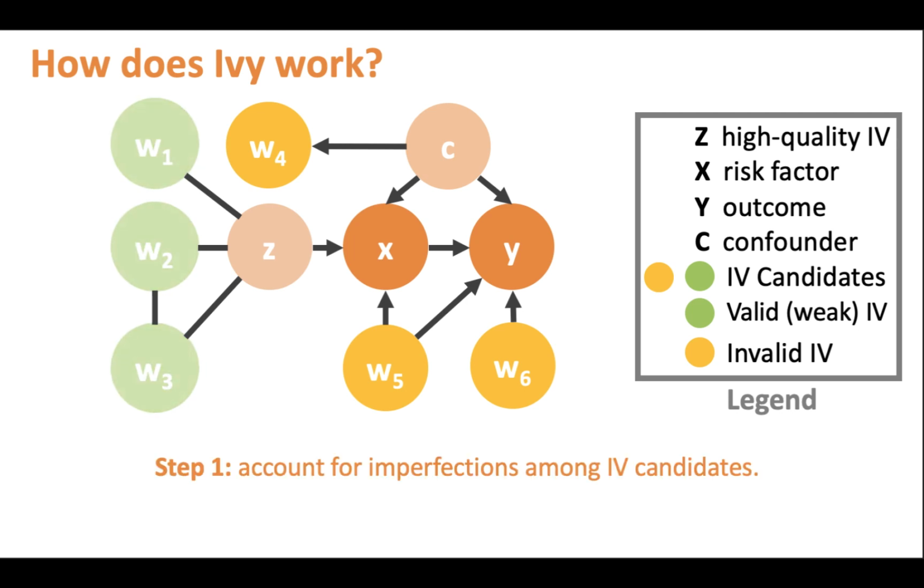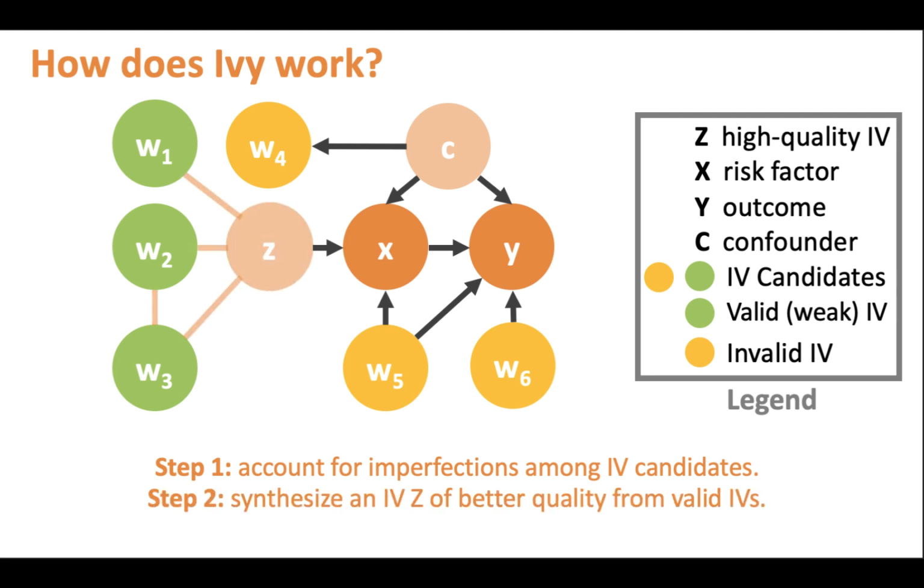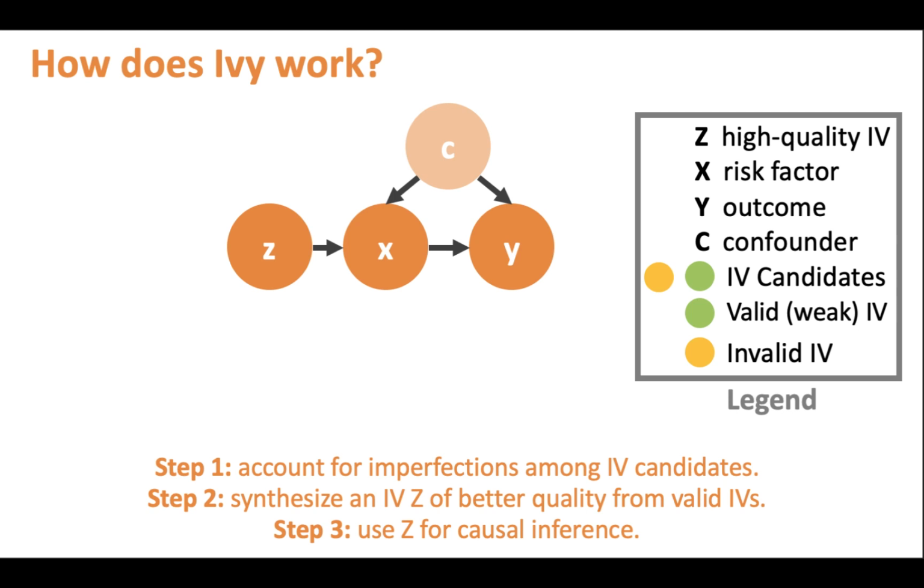In step 1, Ivy identifies the subset of valid IVs among the candidates. Meanwhile, Ivy also estimates the dependency between the valid IV W2 and W3. In step 2, we use the valid IVs and their dependencies to synthesize the IV of better quality, Z. Finally, we use the synthesized IV Z to estimate the causal relationship between the risk factor and the outcome.